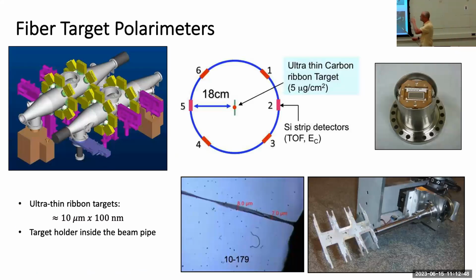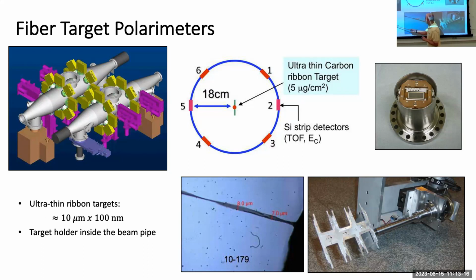So how do we do this? We have these ultra-thin carbon ribbons. Ideally, what we would like to have is something that has a size of fractions of a micrometer, on the order of 100 nanometers or maybe even 50 nanometers or less. What you would need to measure the beam dimension is something that's fractions of a millimeter.